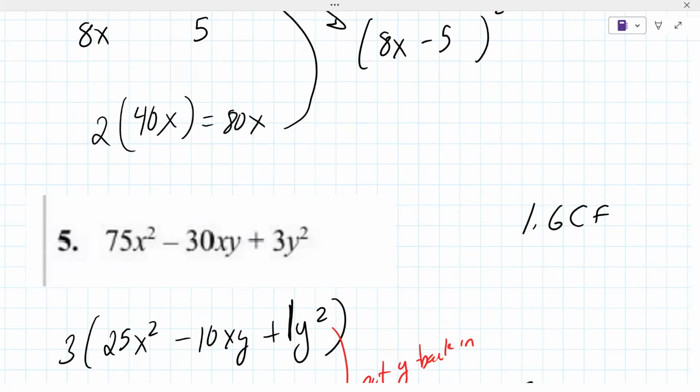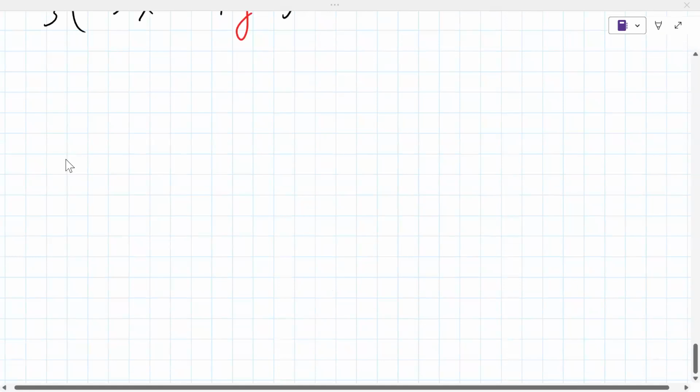Is there ever a problem where there isn't a GCF? Do you think I'll ever get a problem where there's no GCF? A lot of them don't have one, but you want to look for it first because it makes things so much easier.